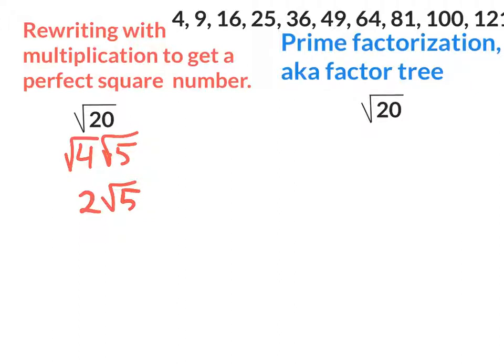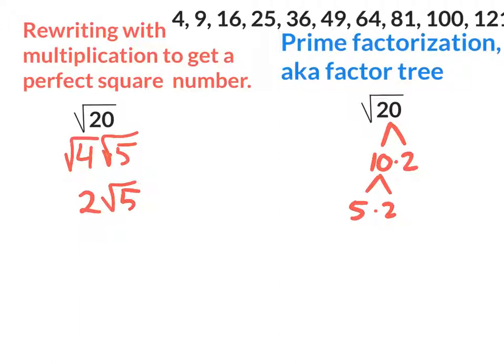Okay? And remember, once you do a factor tree, whatever pairs up is going to go on the outside. Whatever doesn't pair up stays on the inside. Okay? So 20, instead of 4 times 5, a lot of people think 10 times 2. Okay? And then what else could you break down? 5 times 2. Okay? And that's it.